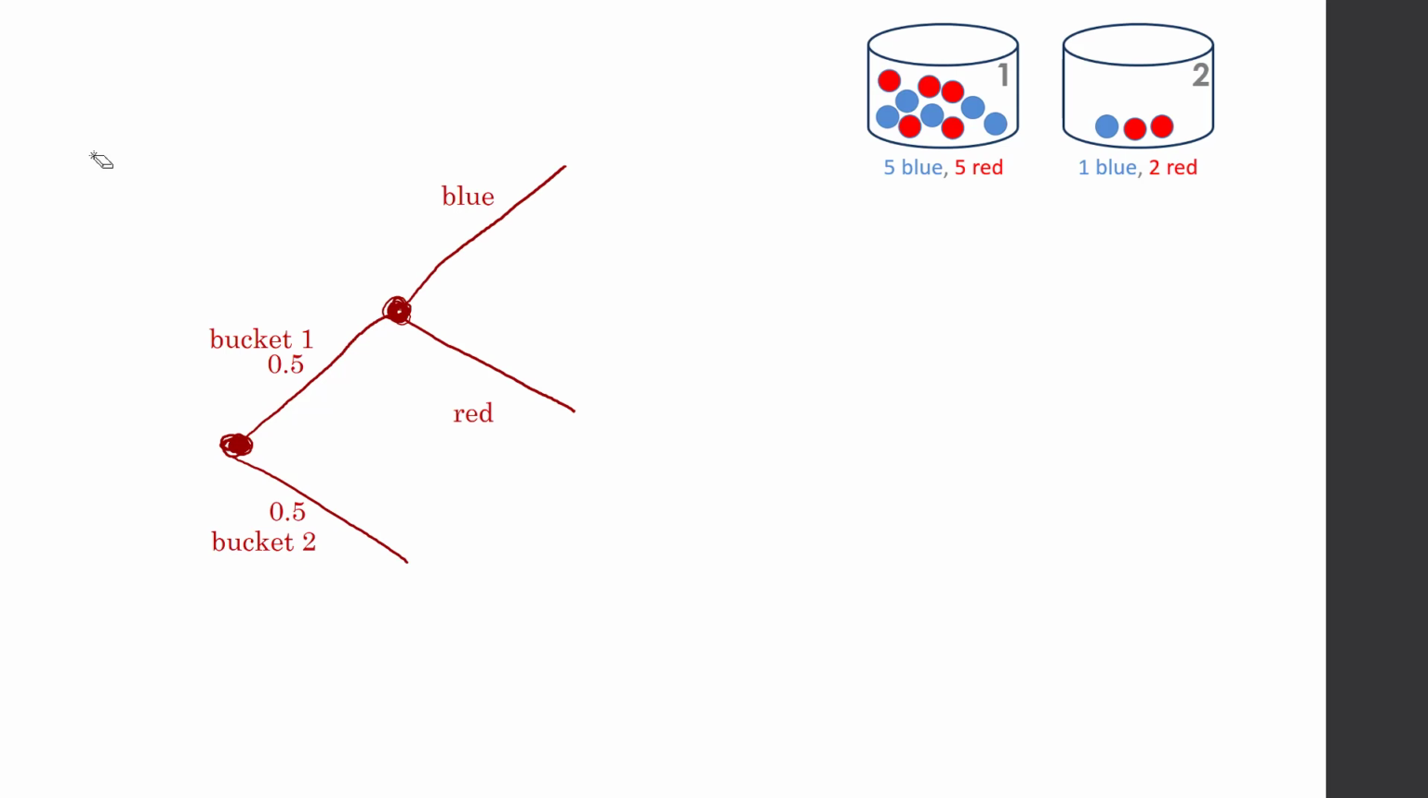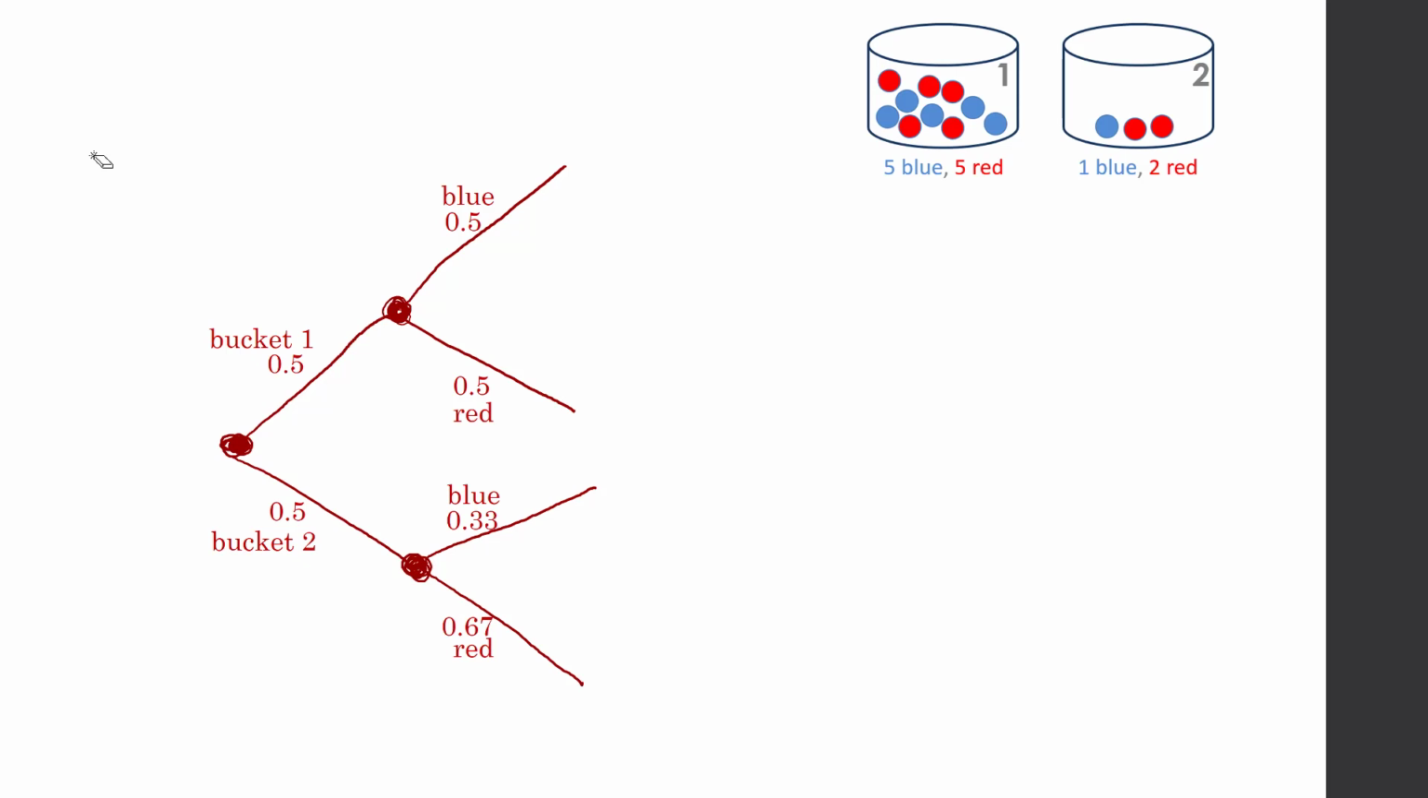And what's the chance that you're a blue marble given that you walked up the bucket 1 branch? 0.5. There are 5 blues and 5 reds in that bucket. And of course, that means that the probability of being a red ball, if you're from bucket 1, is also 0.5. Now let's suppose you walk down the bucket 2 branch. You've got 2 choices. You can be a blue or a red marble again. But here, the chance of being a blue marble, given that you walk down the bucket 2 branch, is 1/3. And so the probability of being red is the other 2/3.